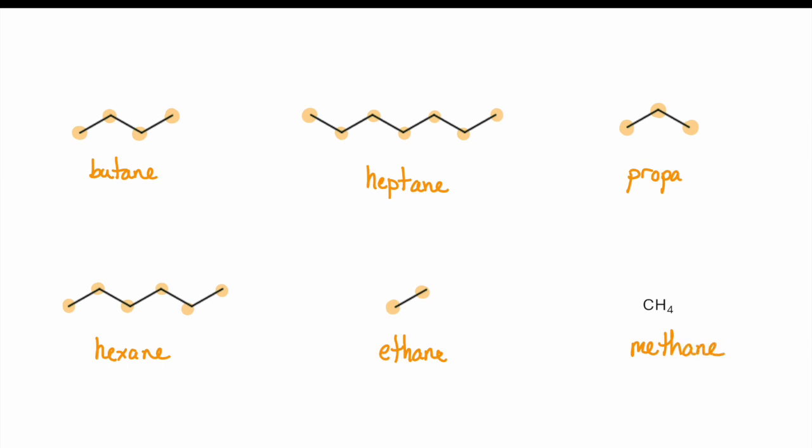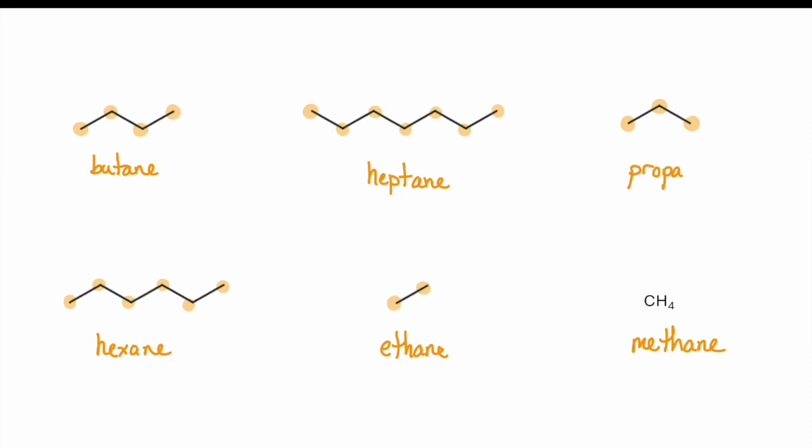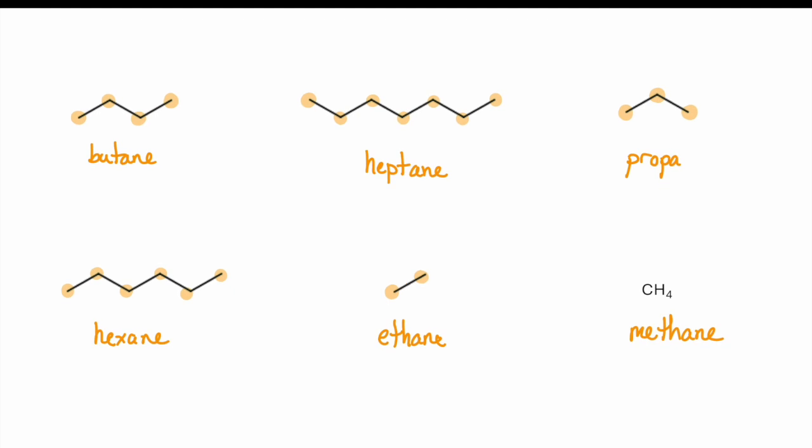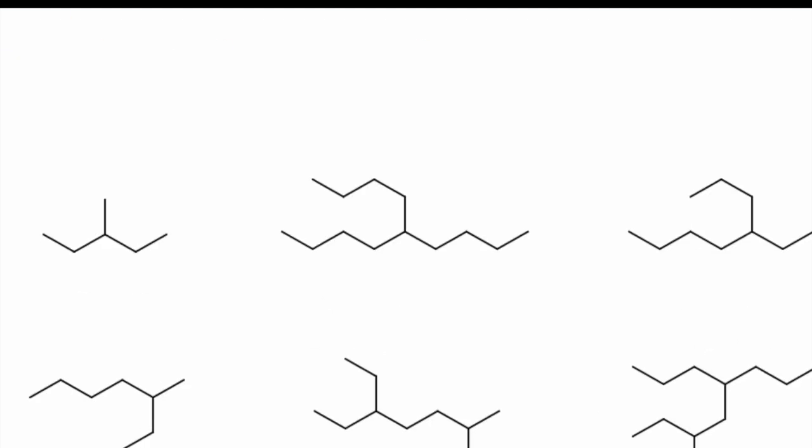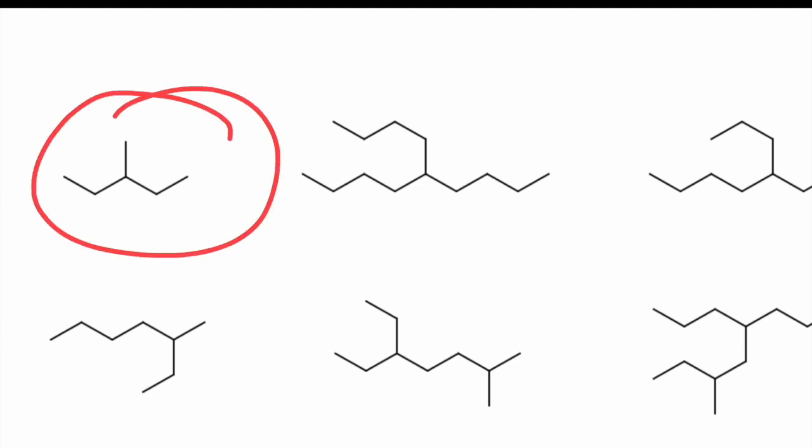All right, they have that ANE ending and our number of carbon prefix. Okay, so these were particularly easy examples because they're just straight chains. How do we deal with molecules that have branch points?